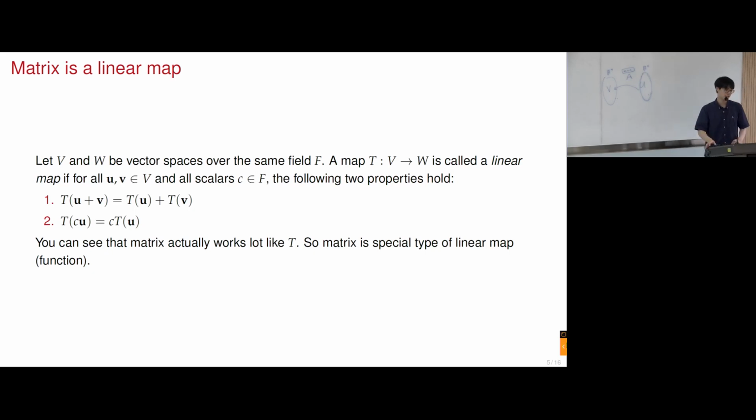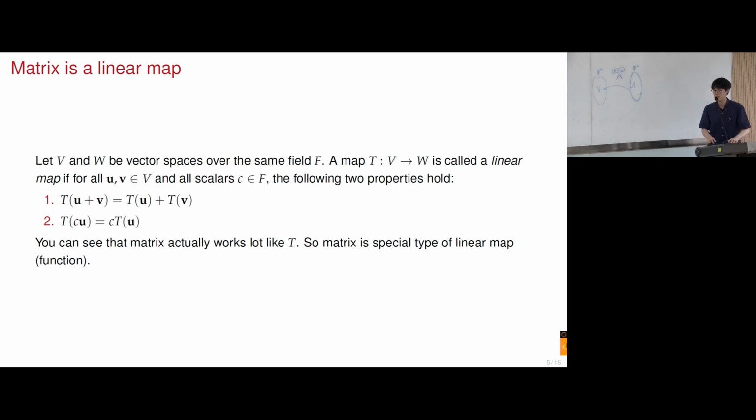So what this means is that there's a definition here. We have two vector spaces V and W over the same field F. And most of the time, a lot of these vector spaces are going to have the same field. So we have a map, or a function, T from V to W, called a linear map if, for all u and v and scalars, these properties hold.